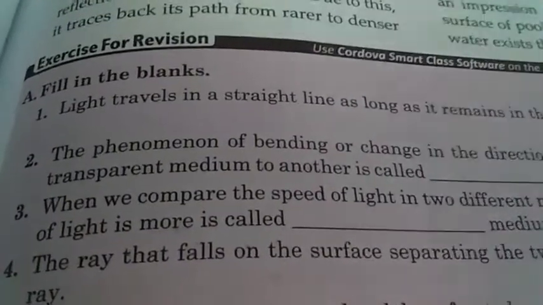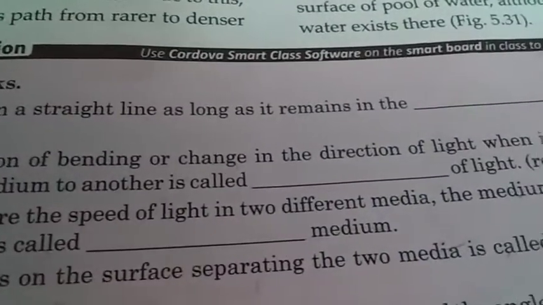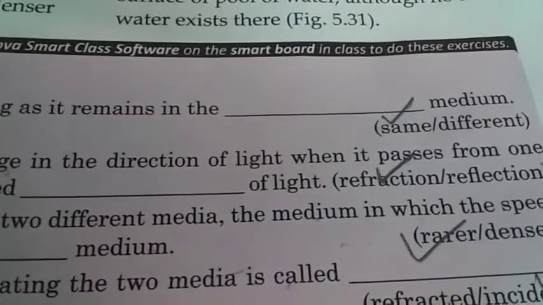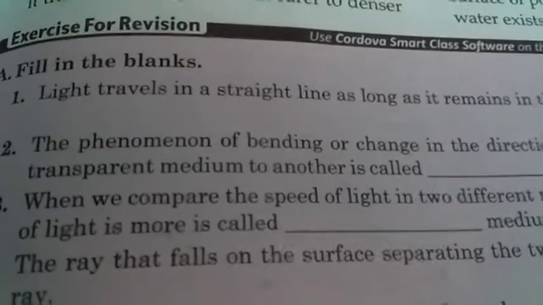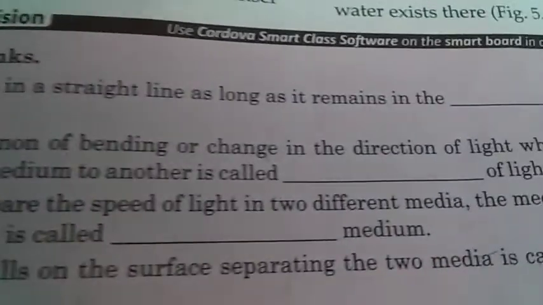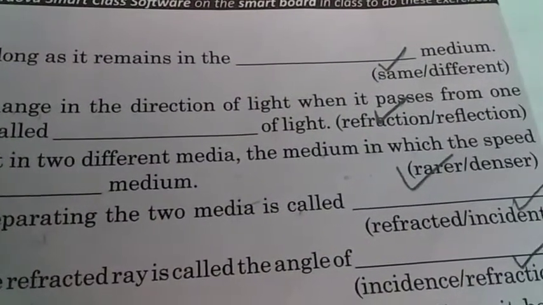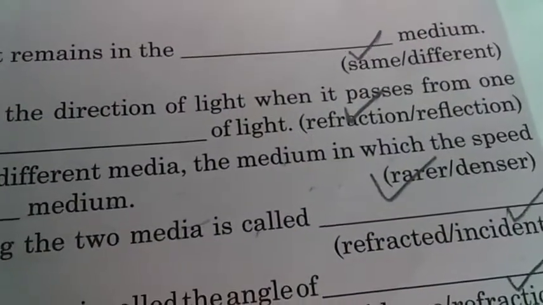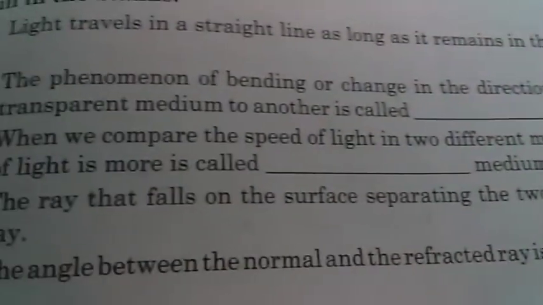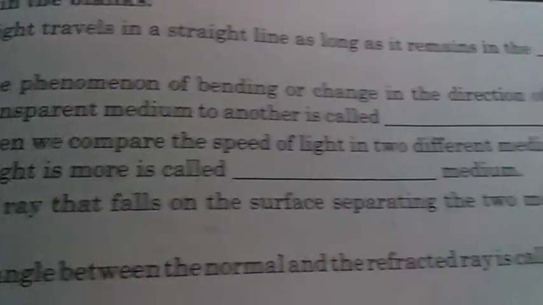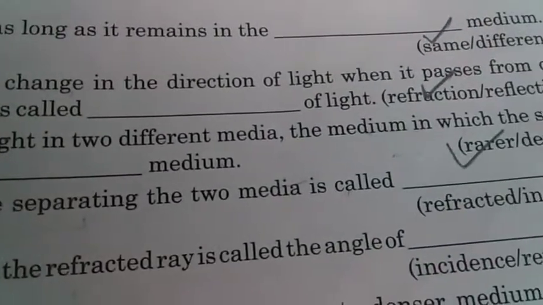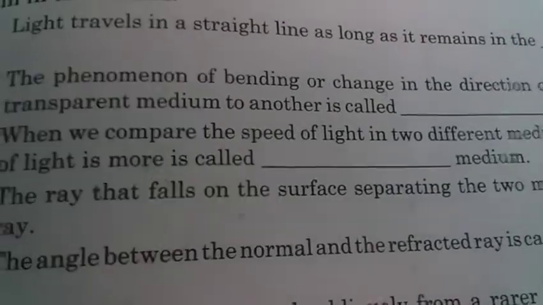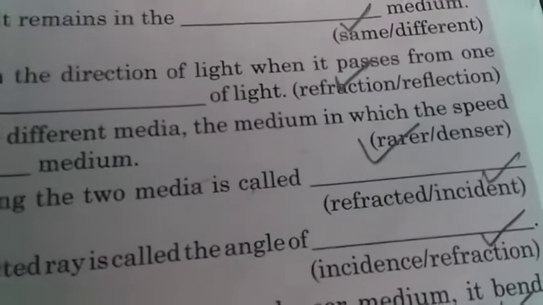Now fill in the blanks. Light travels in a straight line as long as it remains in the same medium. The phenomenon of bending or change in the direction of light when it passes from one transparent medium to another is called refraction of light. When we compare the speed of light in two different media, the medium in which the speed of light is more is called rarer medium.